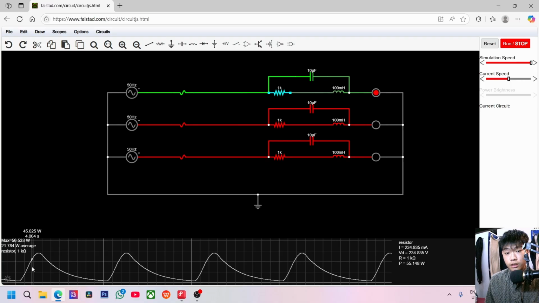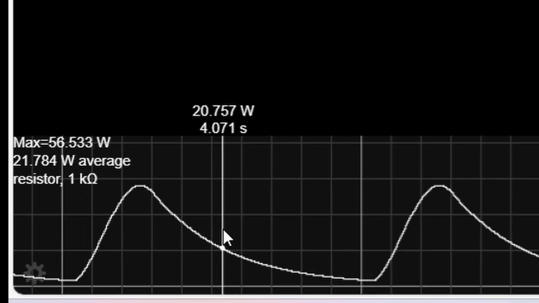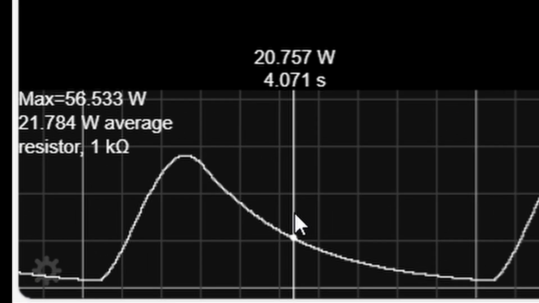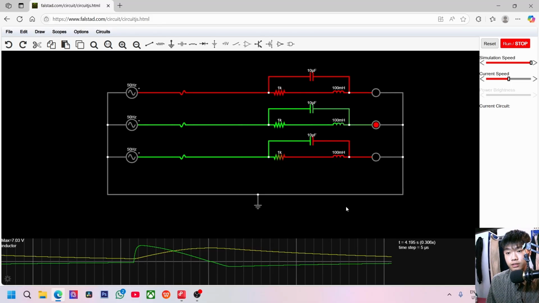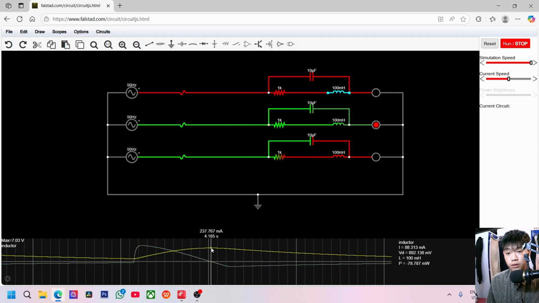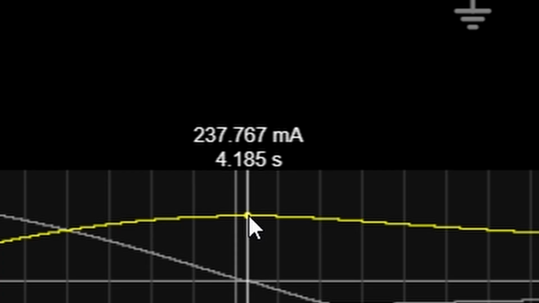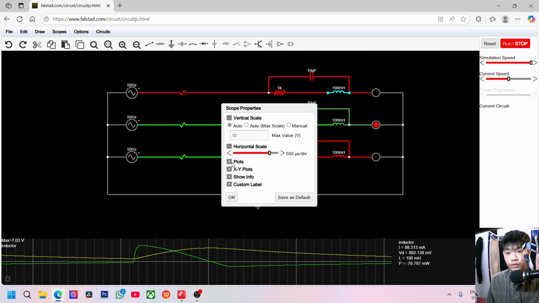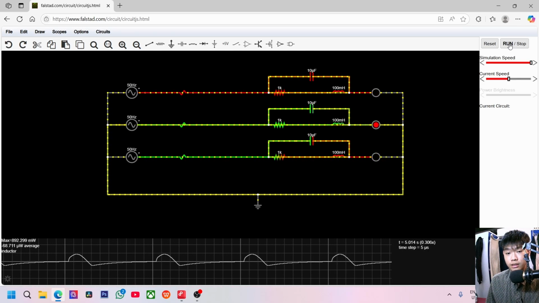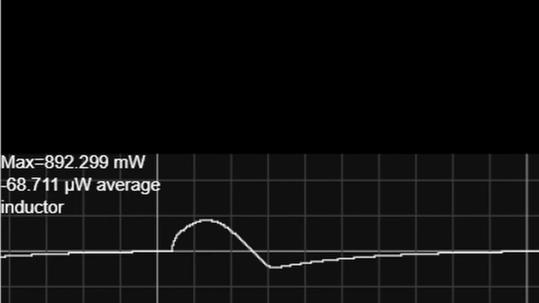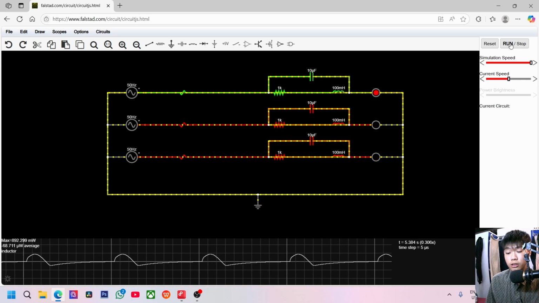As you can see, the average power by the resistor is equal to 21.78 watts. Now we will look at the inductor peak voltage. As you can see, the peak voltage is equal to 7.03 volts, and the peak current is equal to 237.767 milliamperes. Now we will look at the power by this inductor. As you can see, the average power by this inductor is 68.711 microwatts, which is almost equal to 0.